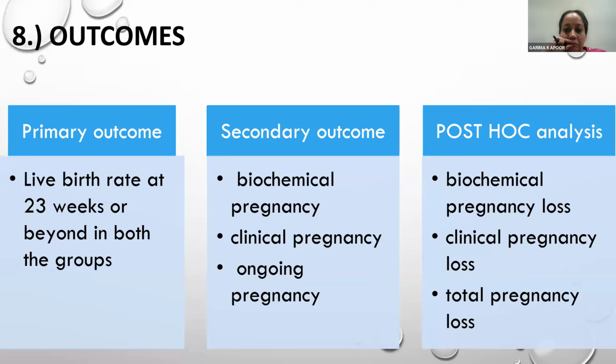So these are the three outcomes. The primary outcome was the live birth rate at 23 weeks or beyond in both the groups. The secondary outcome was biochemical pregnancy, clinical pregnancy, or ongoing pregnancy. And the post hoc analysis included biochemical pregnancy loss, clinical pregnancy loss, or total pregnancy loss.